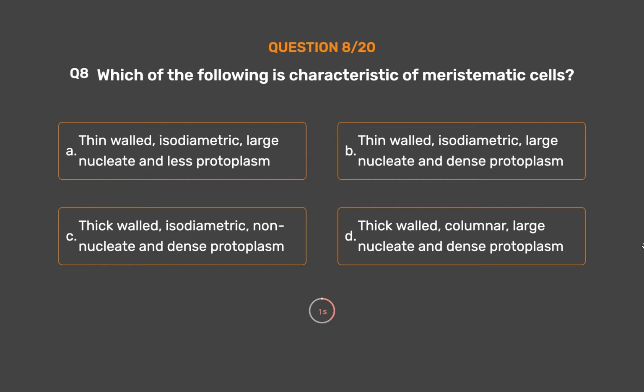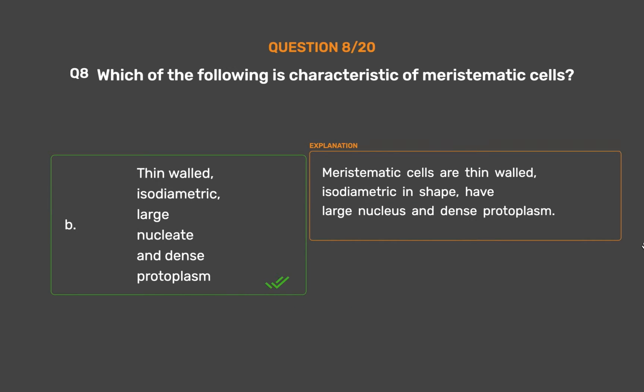The correct answer is Option B. Thin-walled, isodiametric, large nucleate and dense protoplasm. Meristematic cells are thin-walled, isodiametric in shape, and have a large nucleus and dense protoplasm.